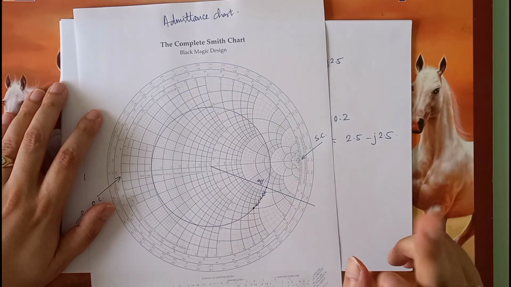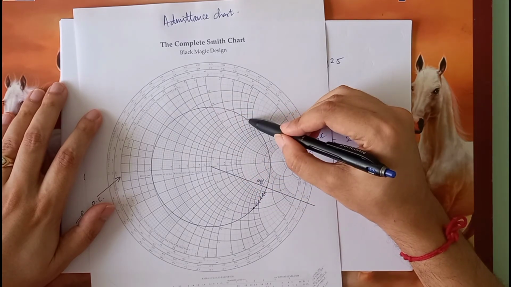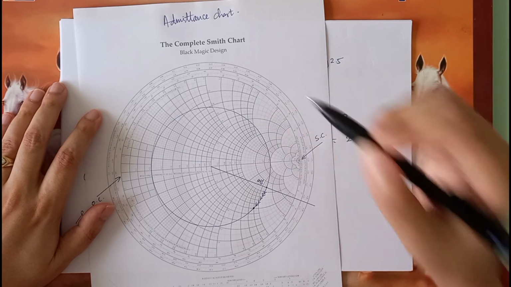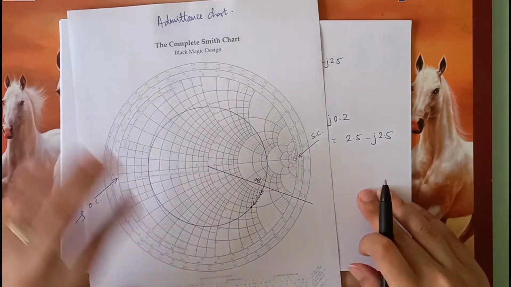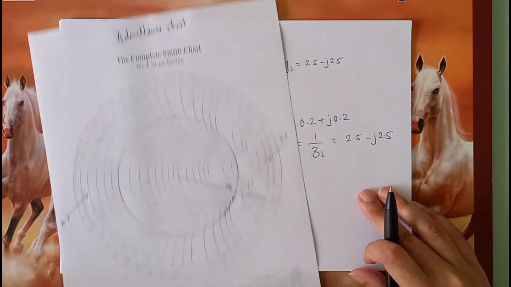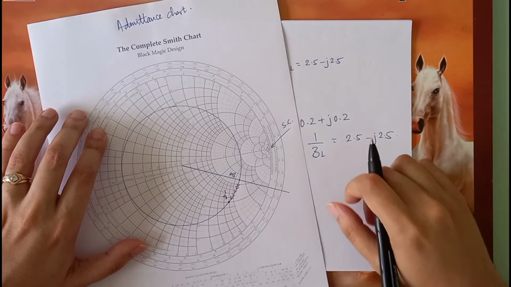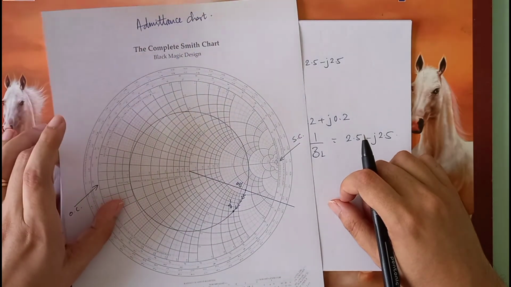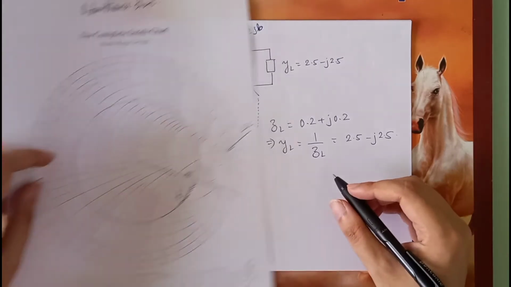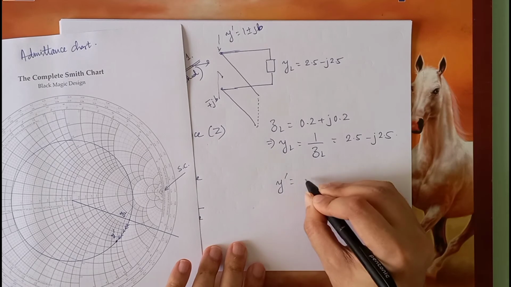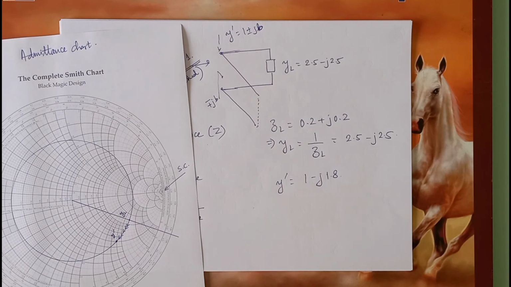But there is one more solution possible where you can move all the way over here. This is another point where the real part becomes 1. Only thing is it is further away. So therefore, let us try to keep things simple. So therefore, this point is y prime. So what is y prime from here? 1 minus j 1.8. So what we got from here, y prime is 1 minus j 1.8. This is what we have.